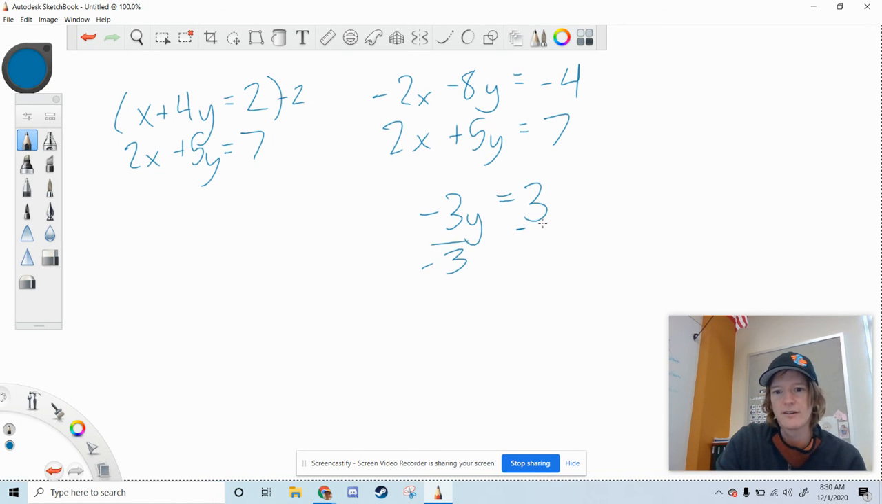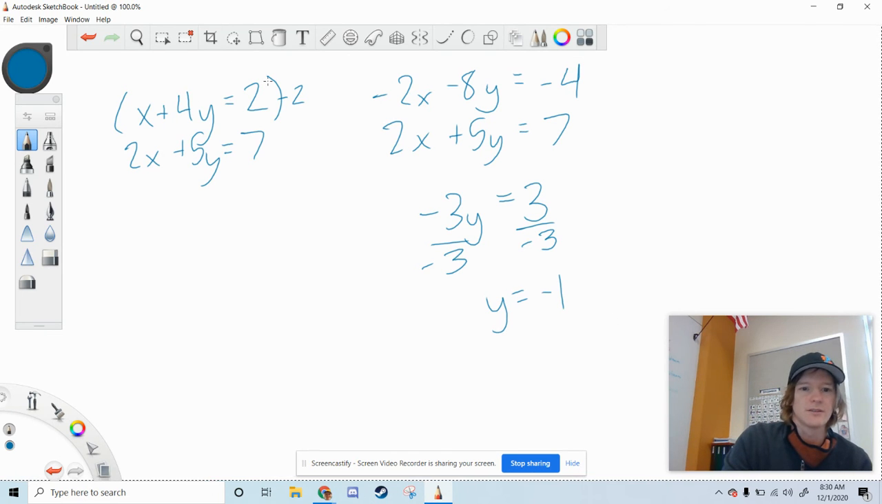Divide by negative 3, divide by negative 3. y equals negative 1. Let's go into the top one before we changed it. Looks like we won't have to divide anything because x is there by itself. So we'll say x plus negative 4 is 2.